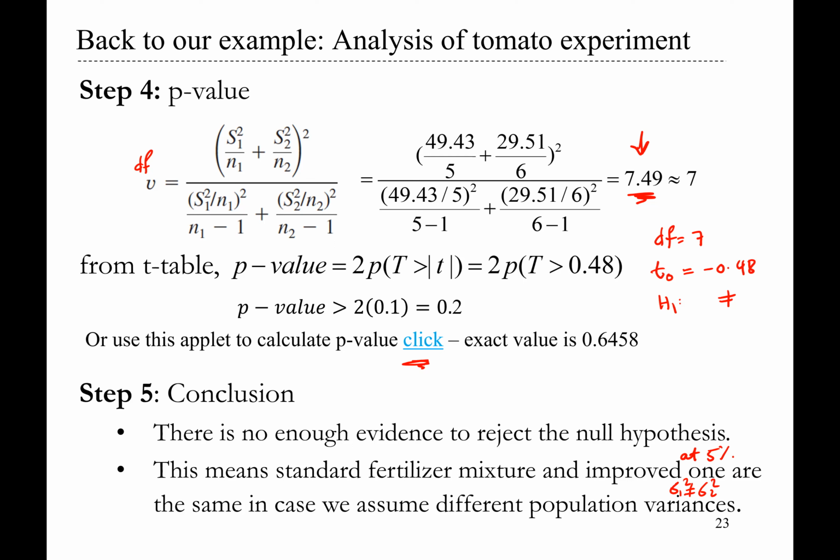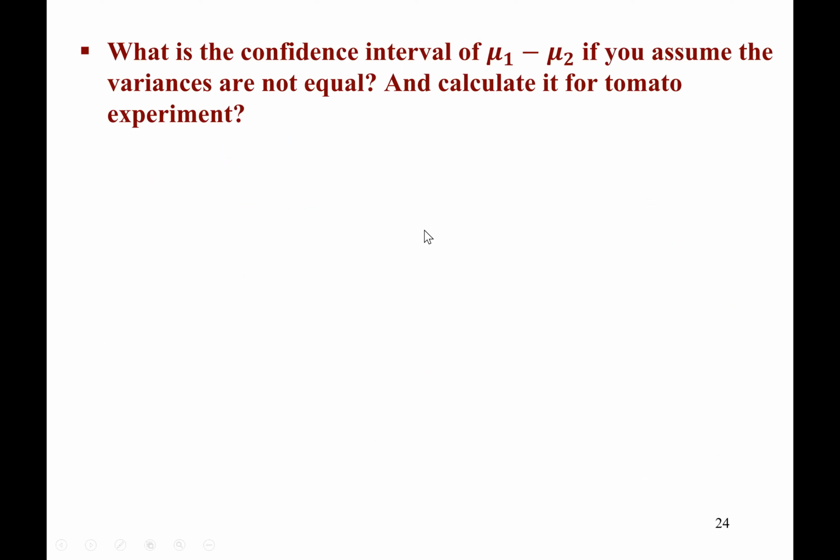Sometimes the decision will change. So which one should I use, sigma 1 squared equals sigma 2 squared, or sigma 1 squared doesn't equal sigma 2 squared? It depends on the rule of thumb, or you can do a test. I will show you some tests, but first we calculate a confidence interval for mu1 minus mu2 under unequal variances. So let me write down the formula.